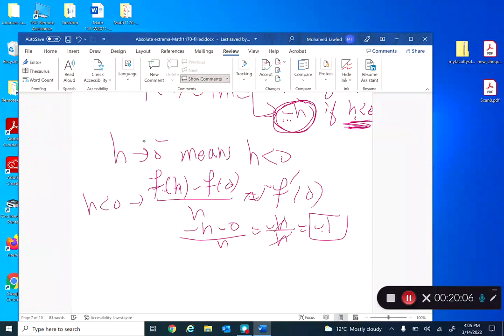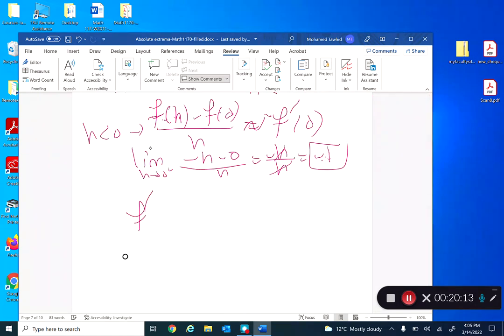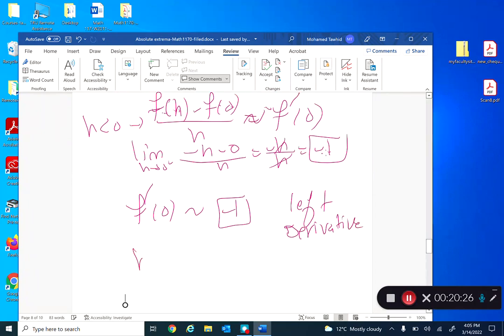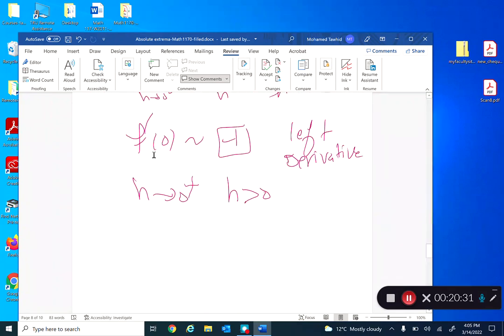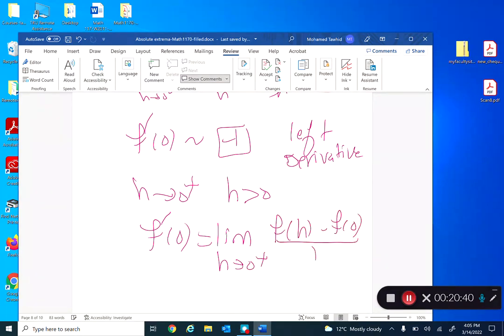So now when I take the limit as h goes to 0 from the left, the limit of any constant is the same constant. So f prime of 0 will be negative 1. There is the left derivative. Now, if I repeat the same when h is close to 0 from the right, meaning h greater than 0, then you have f prime of 0 equals the limit as h goes to 0 from the right of f of h minus f of 0 over h.